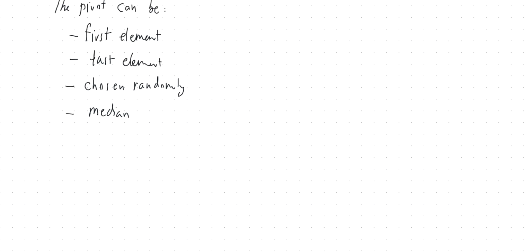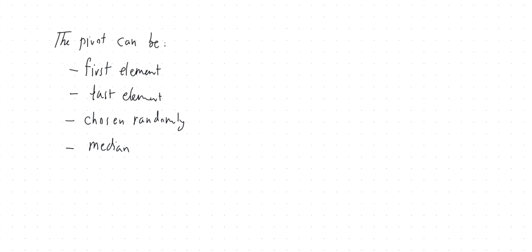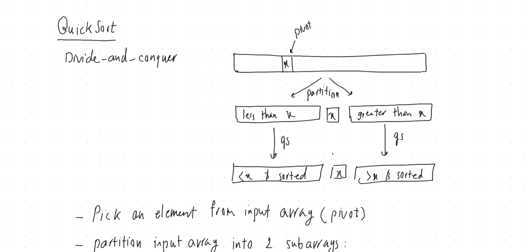So that's how you can pick your pivot, and then the rest is, as we said, everything that is less than your pivot goes to the left, everything that is greater goes to the right, the pivot is in the middle, and then you make two recursive calls, sort, sort, and then you're done. So that's Quicksort.